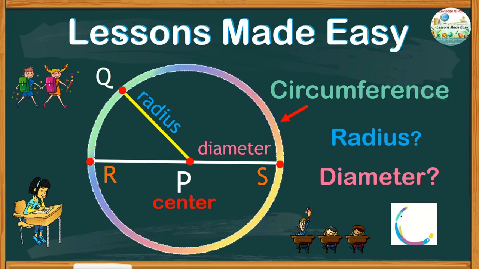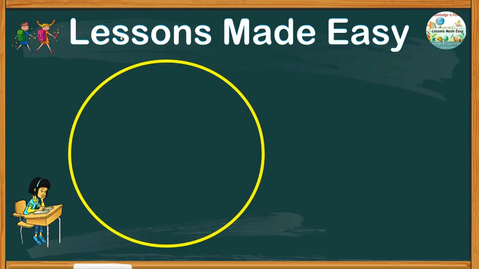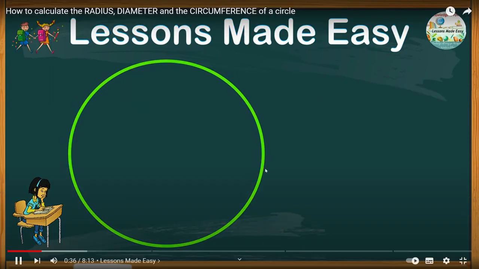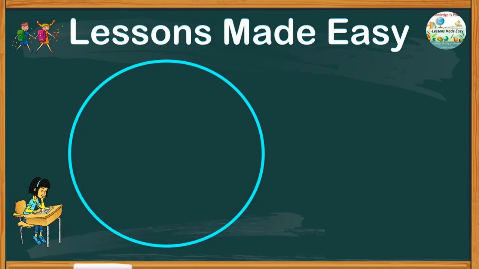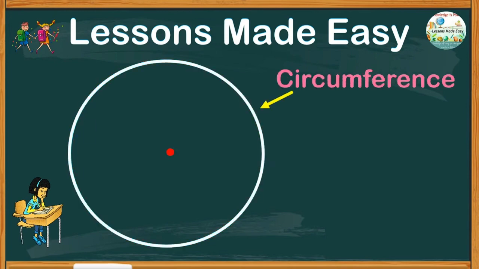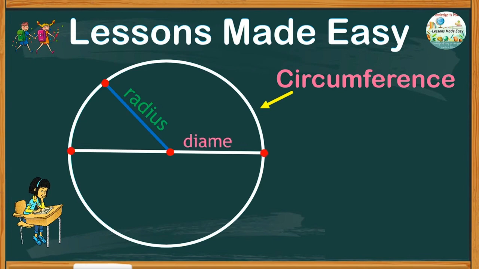And let's get started. In our previous lesson, we said that a circle is a plane figure where all points are the same distance from the center. The distance around the circle is called the circumference. From the center to any point on the circumference is what we call the radius. The line segment that passes through the center and whose endpoints lie on the circle is called the diameter.